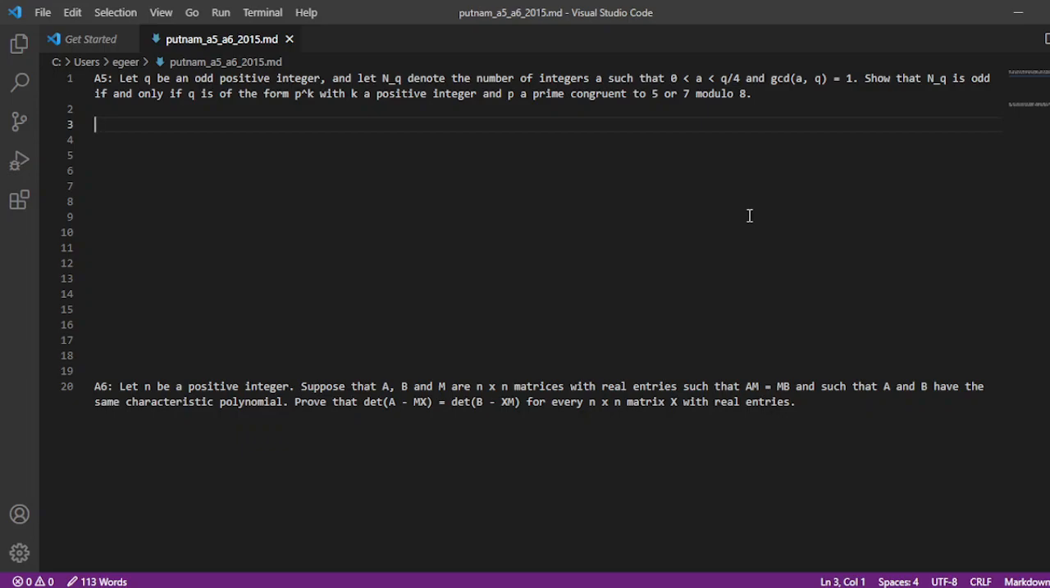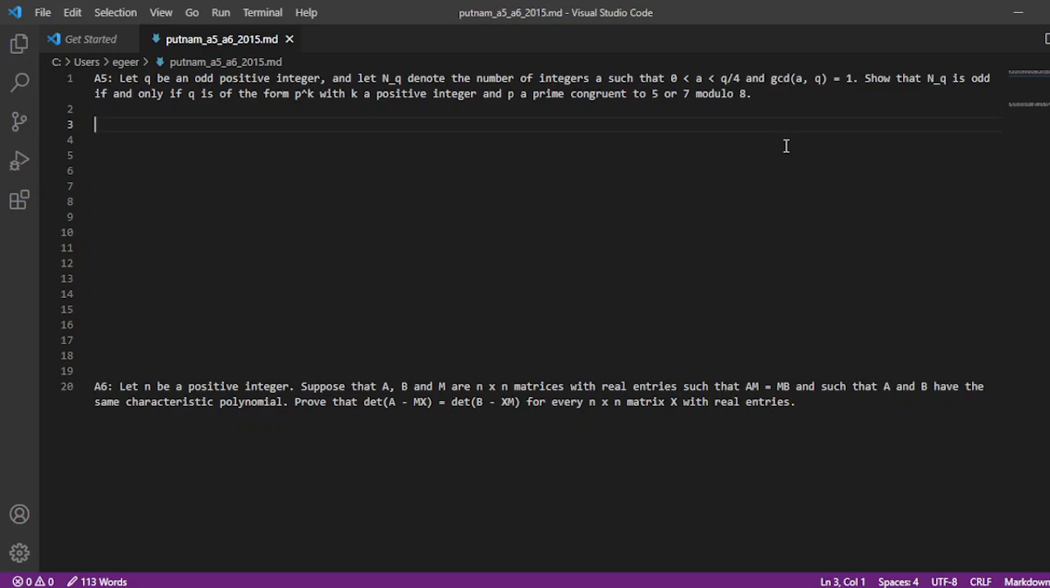So first, I'll try to do A5. Let's read the question. Let q be an odd positive integer, and let nq denote the number of integers between 0 and q over 4 that are coprime to q. Show that this number is odd if and only if q is of the form p to the k with k a positive integer and p a prime congruent to 5 or 7 modulo 8.